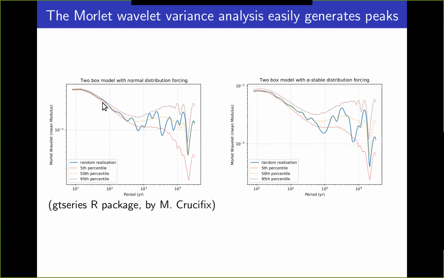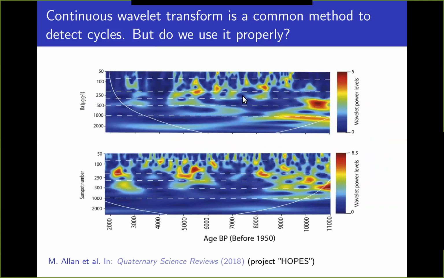And here is what you get for a single simulation and the confidence intervals. And in this case, you see a lot of wiggles. And that's another thing which is completely obvious, but people tend to forget about it, is that wavelet, at least the Morlet wavelet, which is the standard one, I mean, that's the one you see in paleoclimate papers. The Morlet wavelet is very keen on generating spots.